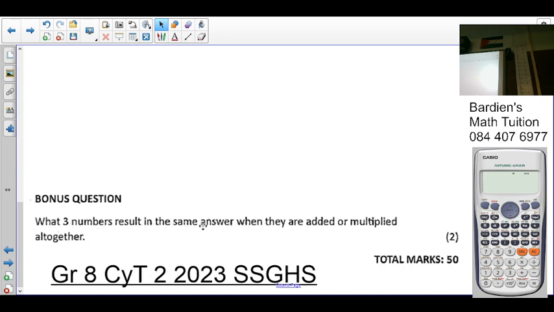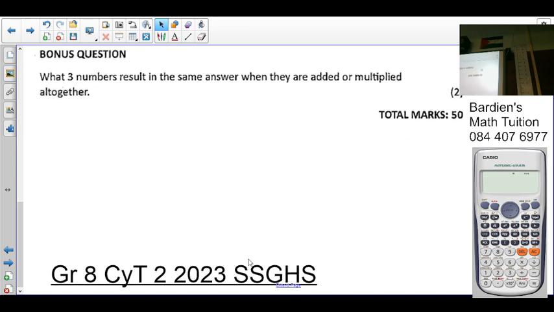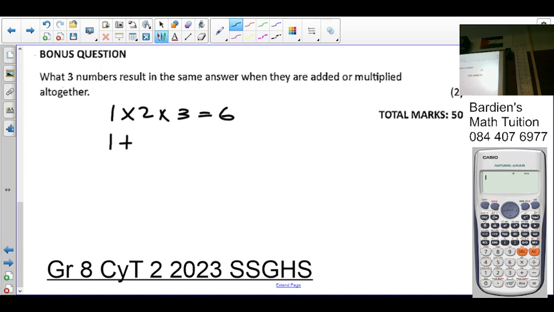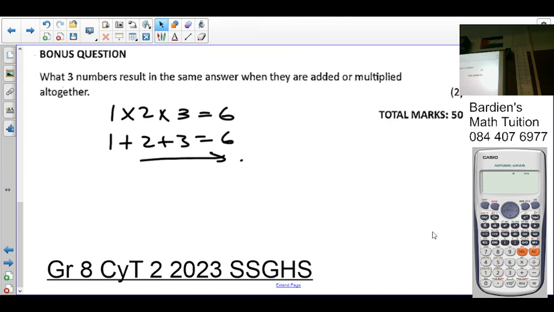Last question, the bonus question. We are told: what 3 numbers result in the same answer when they are added or multiplied? 1, 2, 3. 1 times 2 times 3 is 6, and 1 plus 2 plus 3 is 6. So the numbers are 1, 2 and 3. People, you guys understand? That was an easy one, huh?